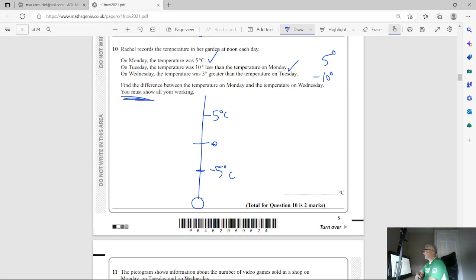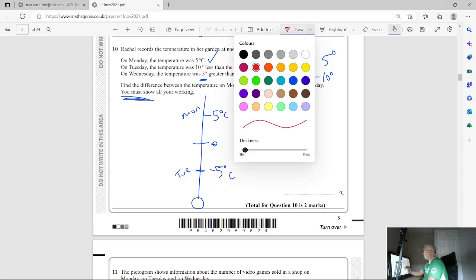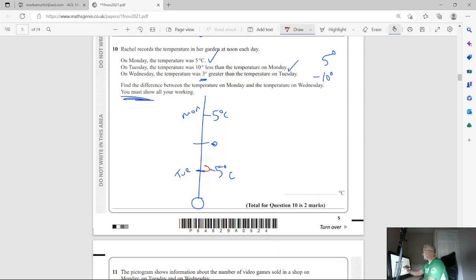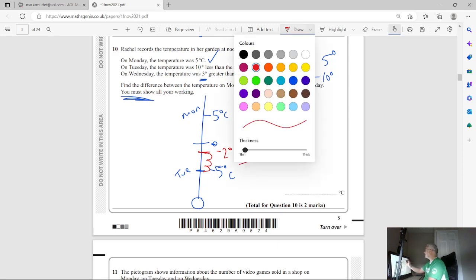The third line. On Wednesday, the temperature was 3 degrees greater than it was on Tuesday. So remember, this is Tuesday. This is Monday. So where was it on Wednesday? I've got to go back up 3 steps. So from there, I'm going to go minus 4, minus 3, minus 2. So that point there, minus 2 degrees, and that's Wednesday. Okay, now go back to the question. We've done that line as well.